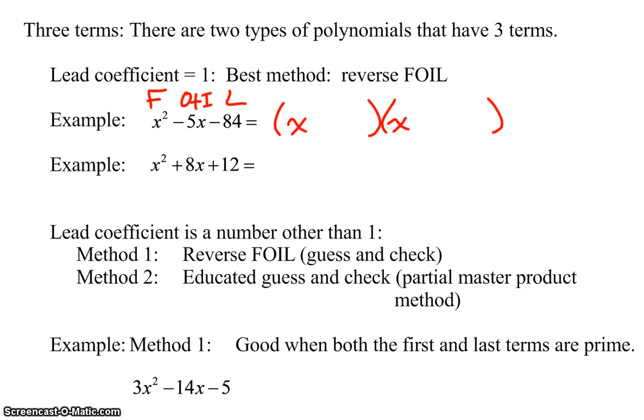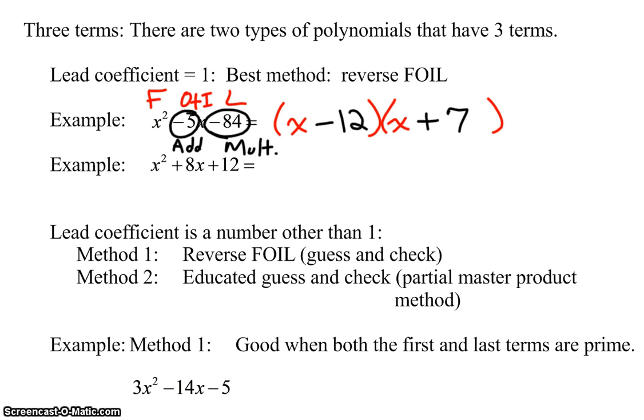So basically what we're doing is multiplying for the last term and adding for the middle coefficient. So I'm looking for two numbers that multiply to negative 84 and add to negative 5. If you go through all your possibilities, you'll come up with only one pair which works, which is negative 12 and positive 7. So our factors were x minus 12 and x plus 7.